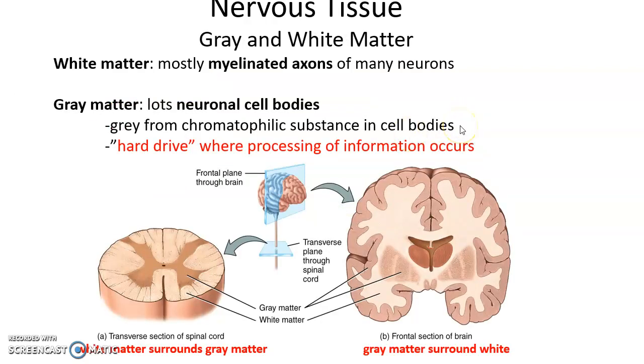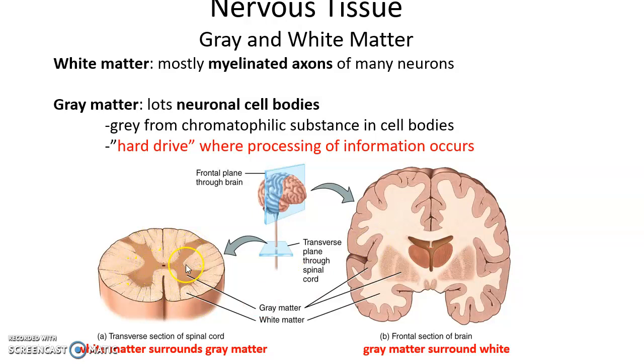Gray matter and white matter. White matter is when you see nervous tissue that is light in color, and that means there are lots and lots of myelinated axons there. Lots of myelinated axons. So these act as wires transmitting information from point A to point B.